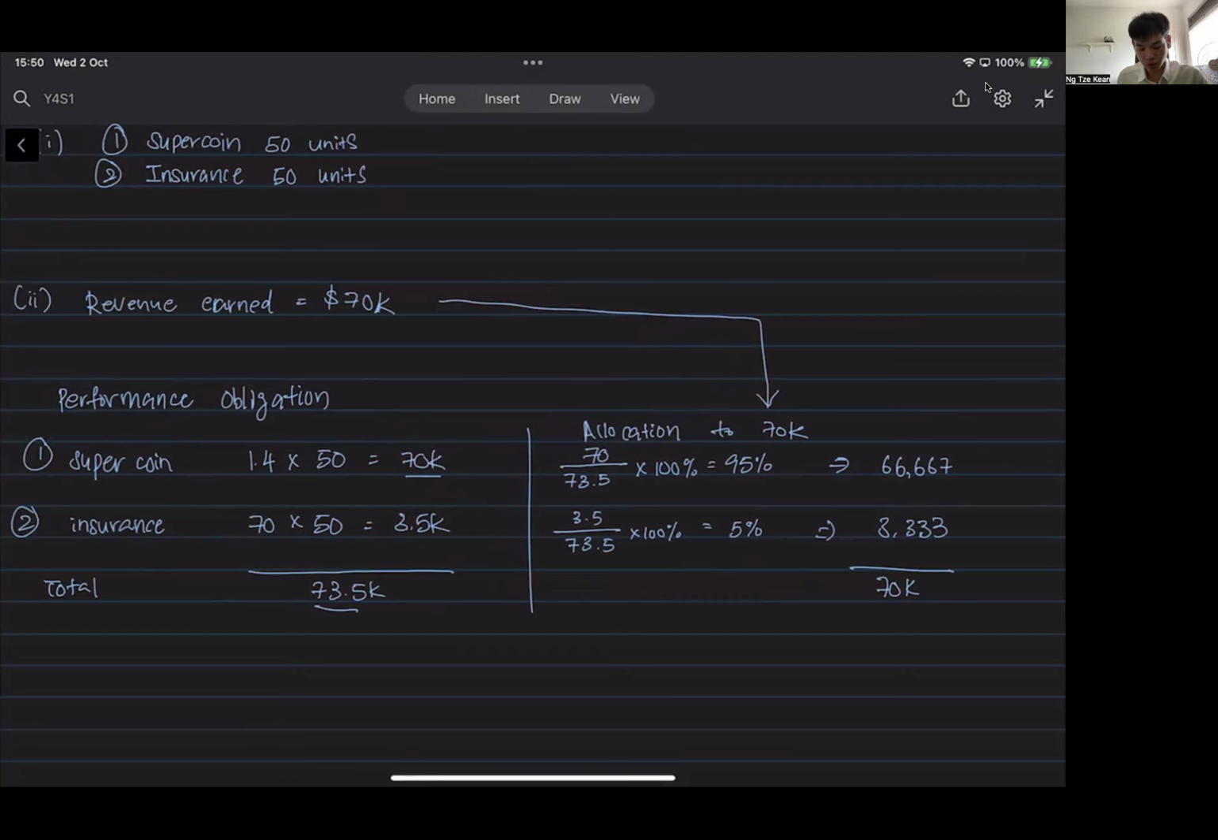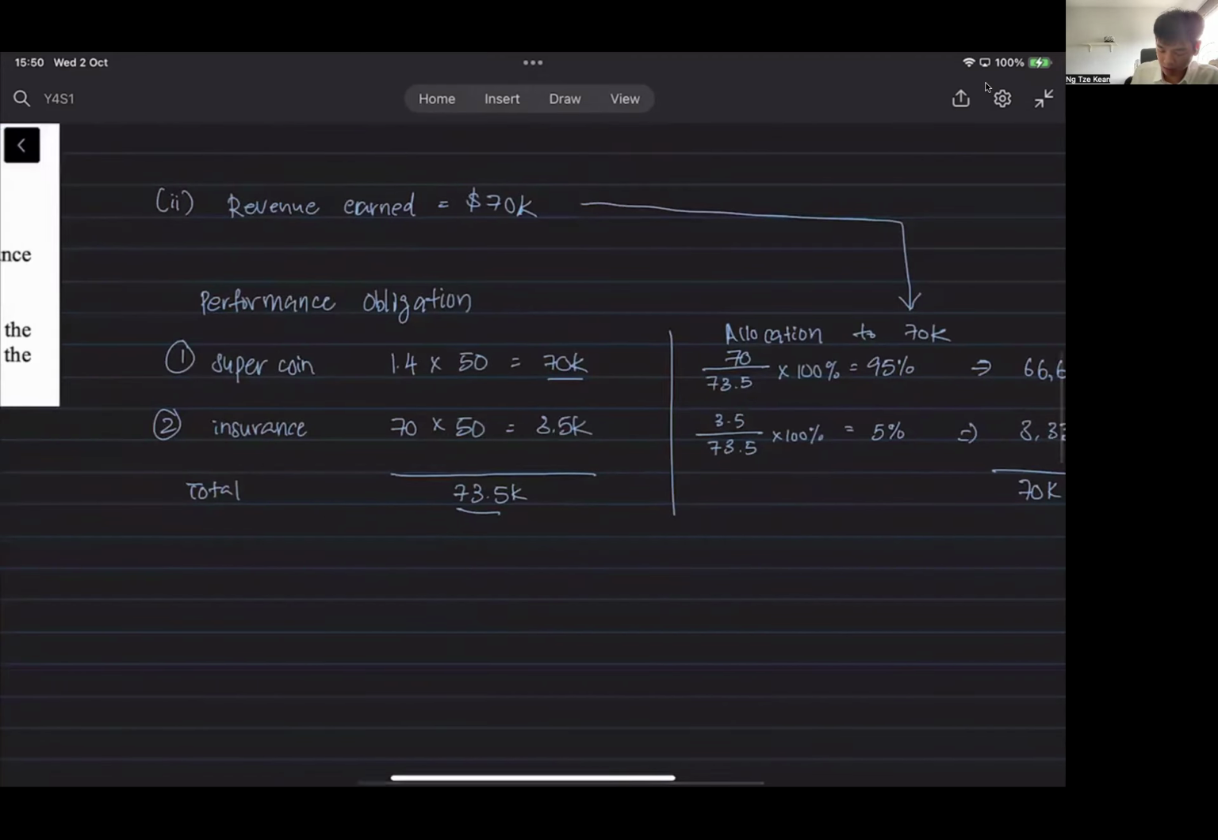So in general, if you really want to express this in math, you will take your performance obligation, so your obligation at standalone price, over the sum of the obligations' standalone price.